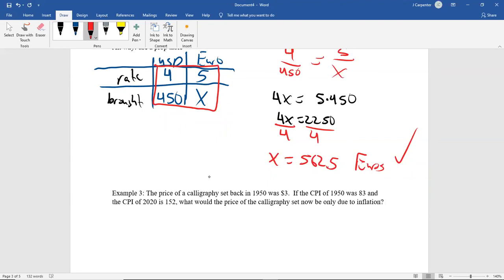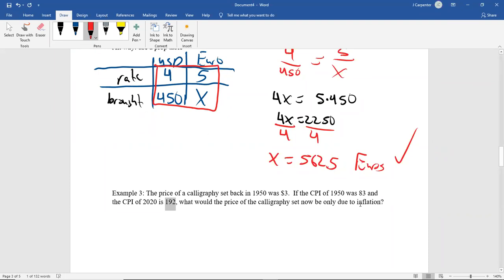The price of a calligraphy set back in 1950 was $3. If the CPI, I want to make the CPI of 2020 a lot higher, actually. Let's go 192. Sorry about that. So the price of this calligraphy set, not saying it's a good or a bad calligraphy set yet, just it's priced $3 in 1950. And the CPI in 1950 was 83.